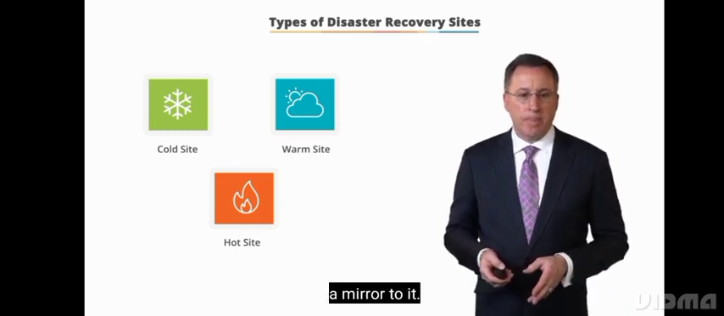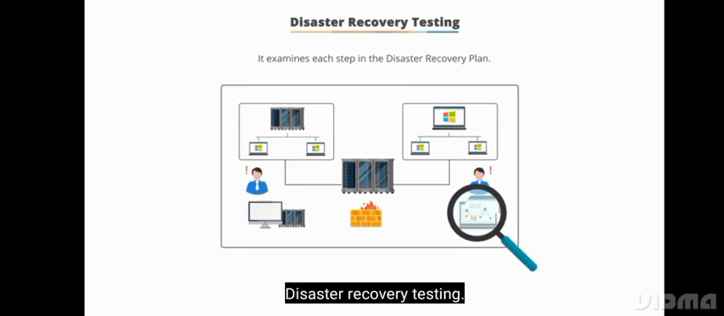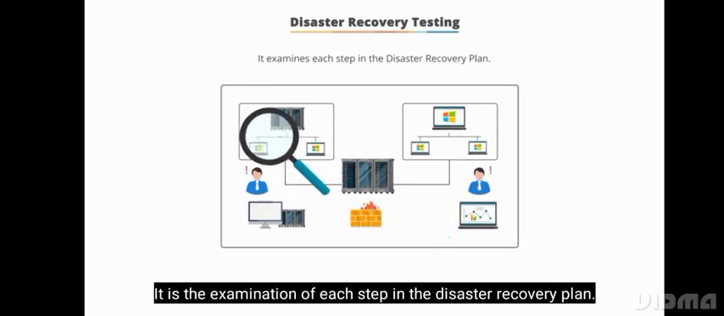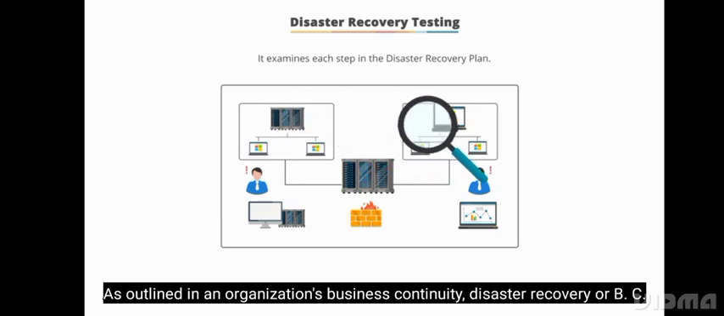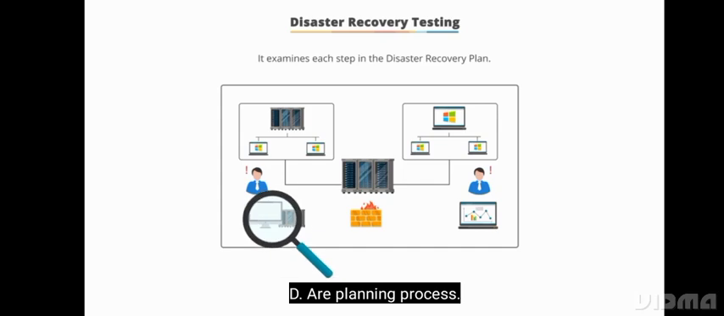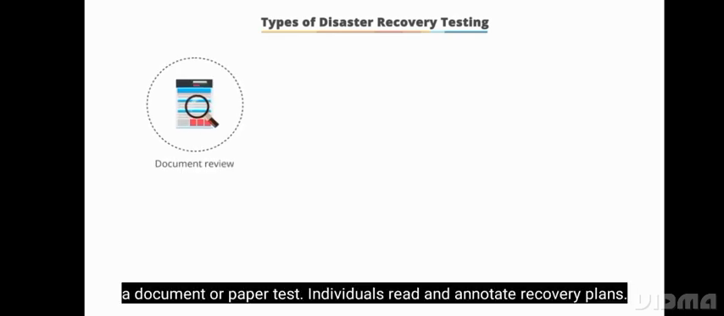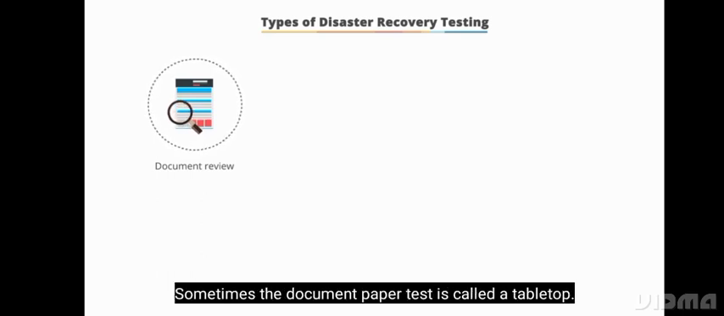Disaster recovery testing is the examination of each step in a disaster recovery plan as outlined in an organization's business continuity, disaster recovery, or BCDR planning process. It should be done periodically. Here are the 5 types of recovery tests. A document or paper test. Individuals read and annotate recovery plans. Sometimes a document paper test is called a tabletop.